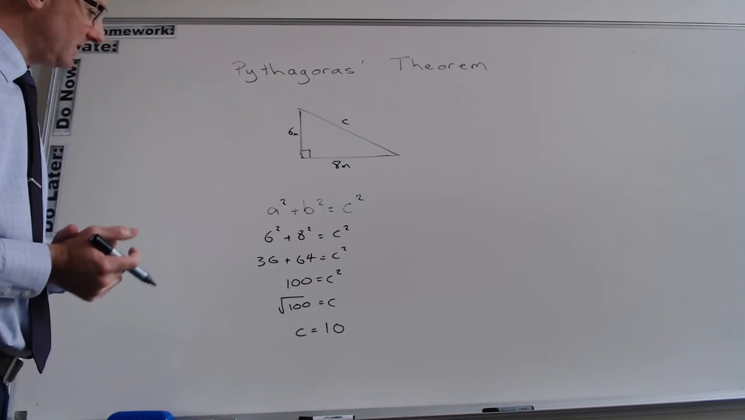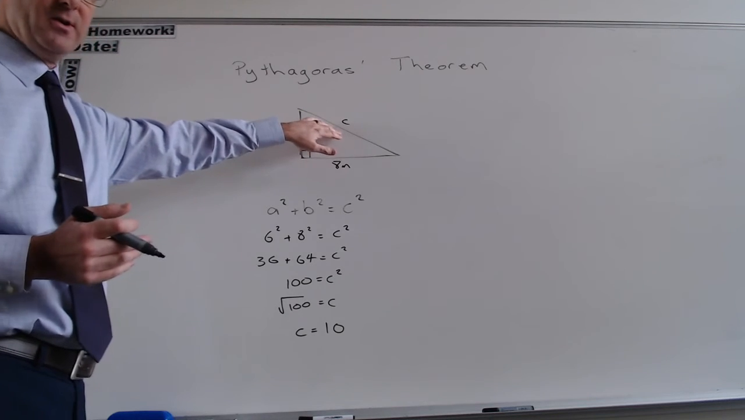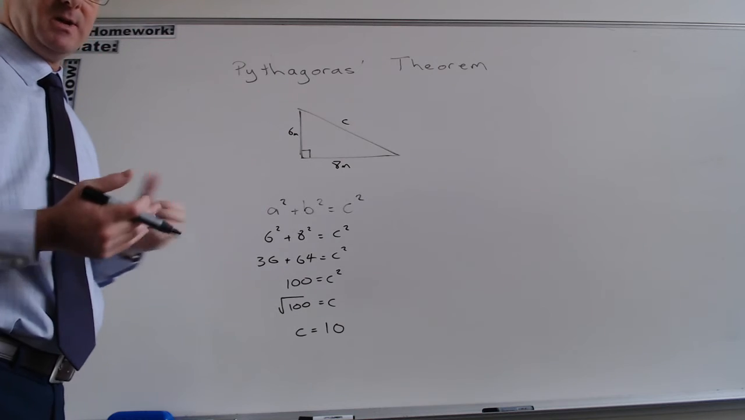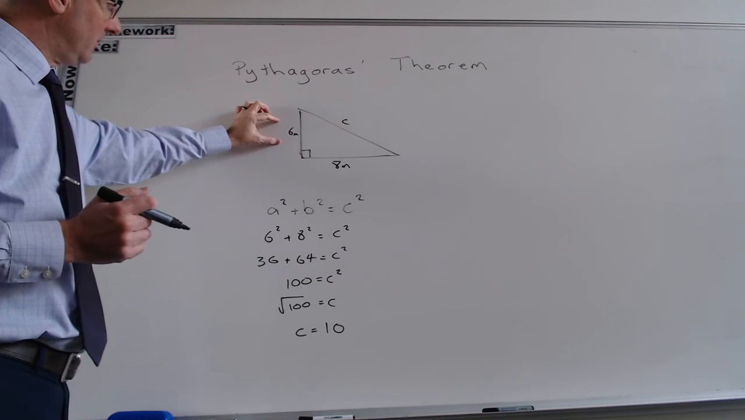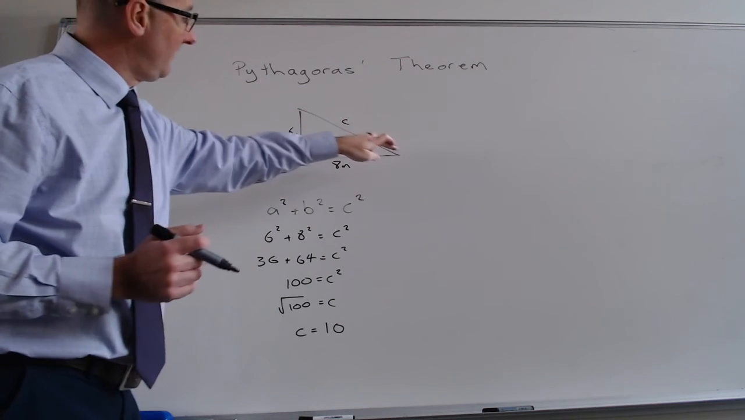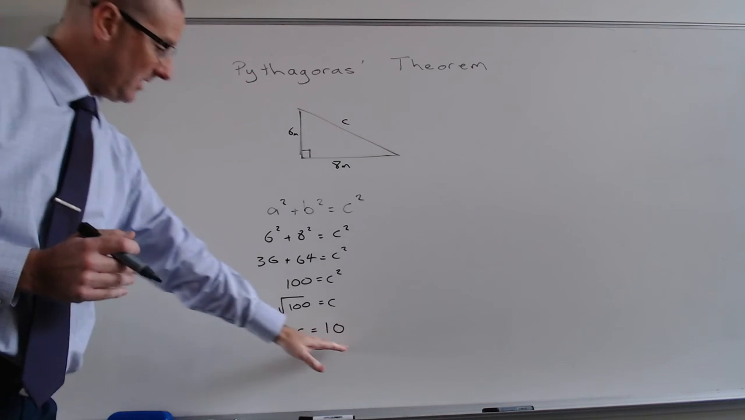But you can see that in this triangle, the length of the hypotenuse in a right angle triangle must be 10 meters, because our vertical height is 6, our horizontal length is 8, and therefore this length here, the hypotenuse, is going to be 10.